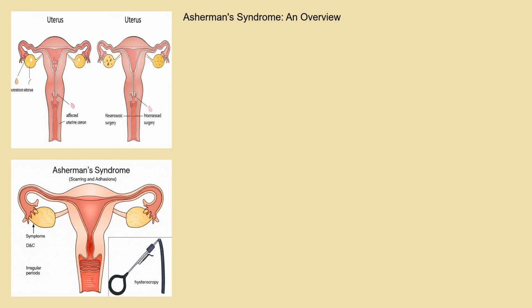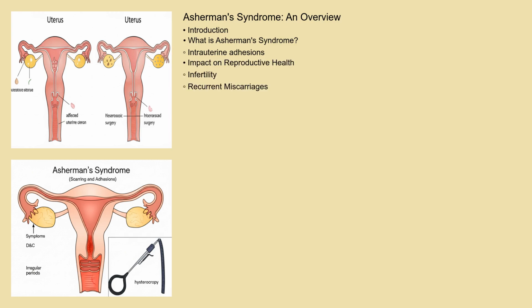Hello and welcome. Today we're diving into a condition that can significantly impact a woman's reproductive health: Asherman syndrome. This condition, also known as intrauterine adhesions, can lead to a range of issues, from infertility to recurrent miscarriages. Join us as we explore its causes, symptoms, diagnosis, and treatment options.